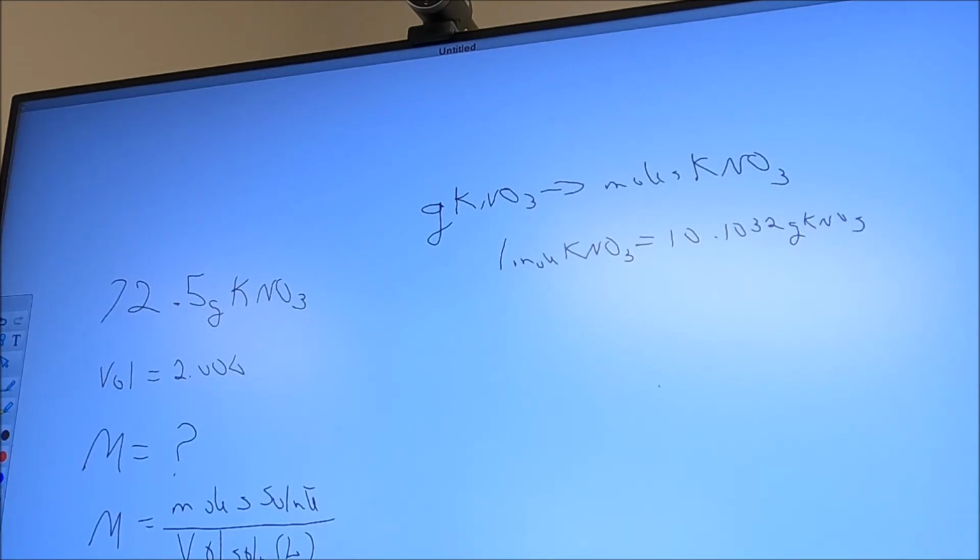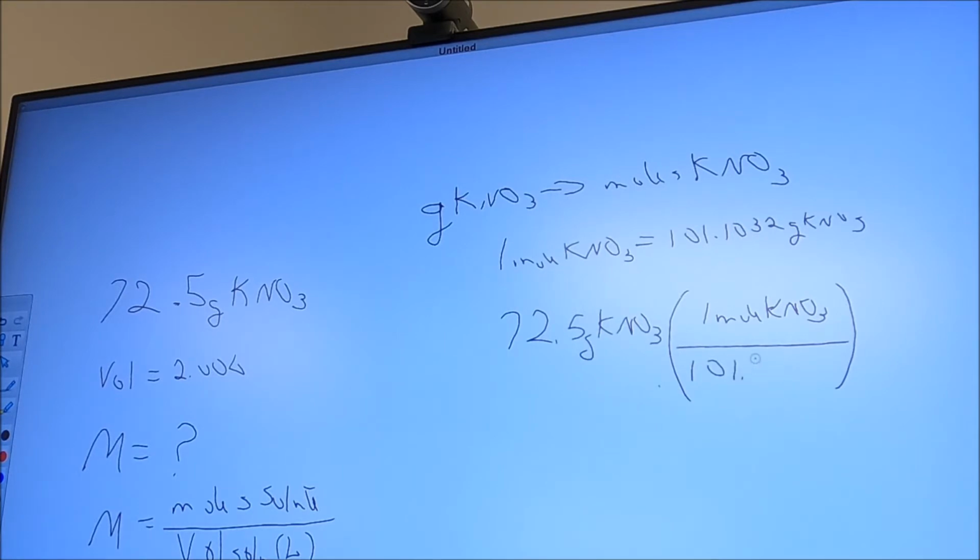Alright, so our step 1 is to go from grams to moles. So 72.5 grams potassium nitrate, 1 mole of potassium nitrate for every 101.1032 grams of potassium nitrate. So do the math. And I get 0.71708 moles. Now guys, that's overkill on significant figures. Remember, we don't worry about significant figures until the very end of the problem.